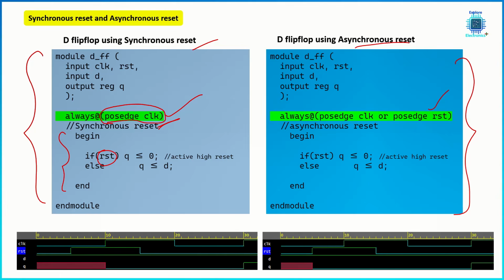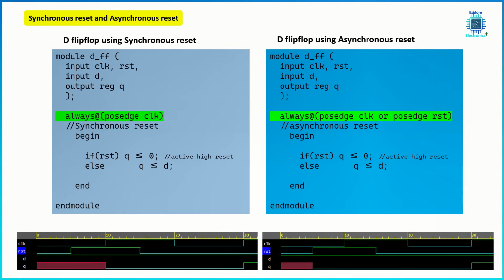But in the asynchronous reset, what happens? If we add posedge of reset or posedge of clock over here, the clock is independent and reset is independent. Whenever the clock comes, there is no dependency on the reset. Whenever the reset comes, this part of the code will also execute, and reset equal to 1 means it will reset the things. That is how asynchronous reset can be implemented. Whenever the reset is required, at that time we can apply the reset.